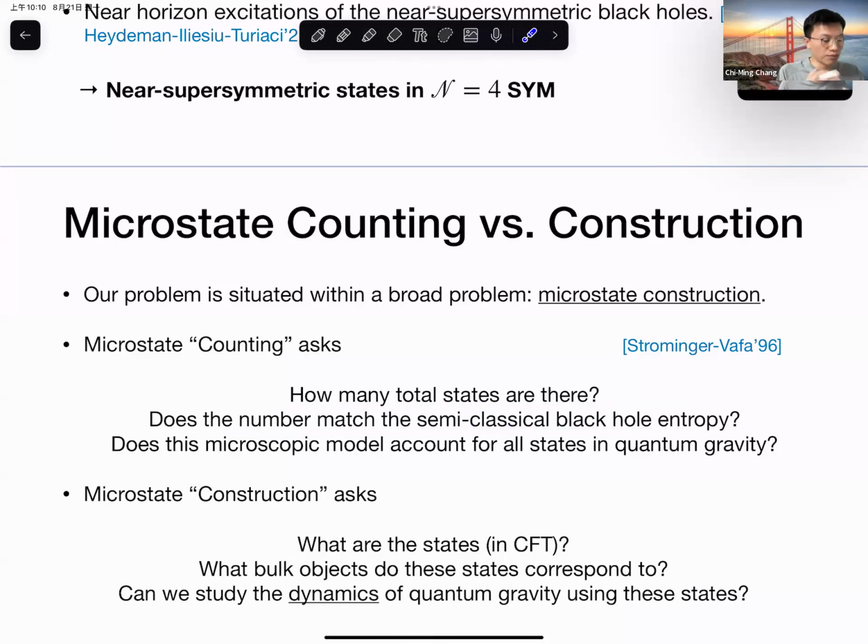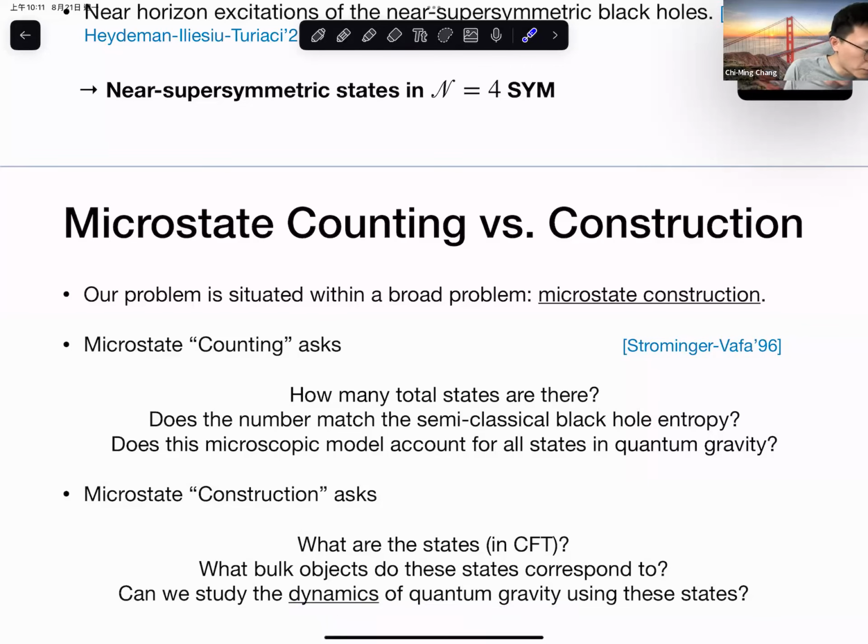And so we're also interested in whether our microscopic models for these microstates will account for all the states in quantum gravity. But in the microstate construction that we are trying to do here, we are interested in more refined questions. For example, first, what are these states in CFT? So in particular, we would like to construct these states in CFT. And with these states, we can ask the next question: what bulk objects do these states correspond to? And also the third question is whether we can study the dynamics of quantum gravity using these states.